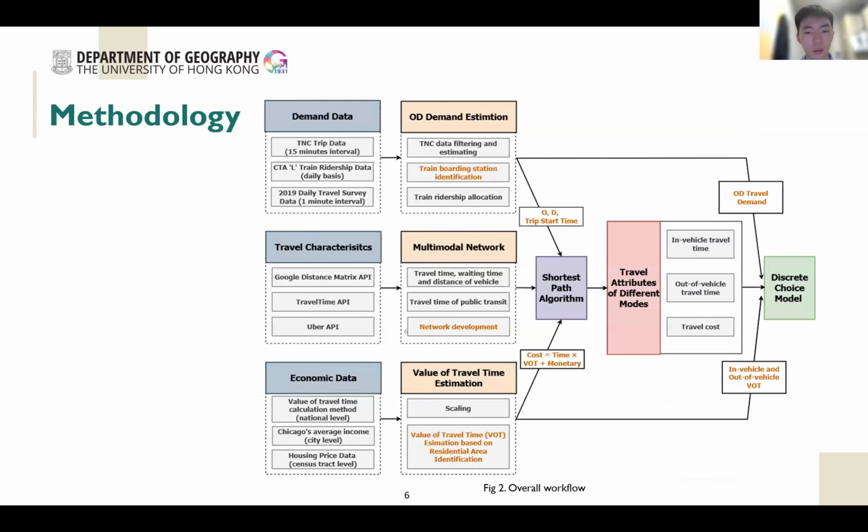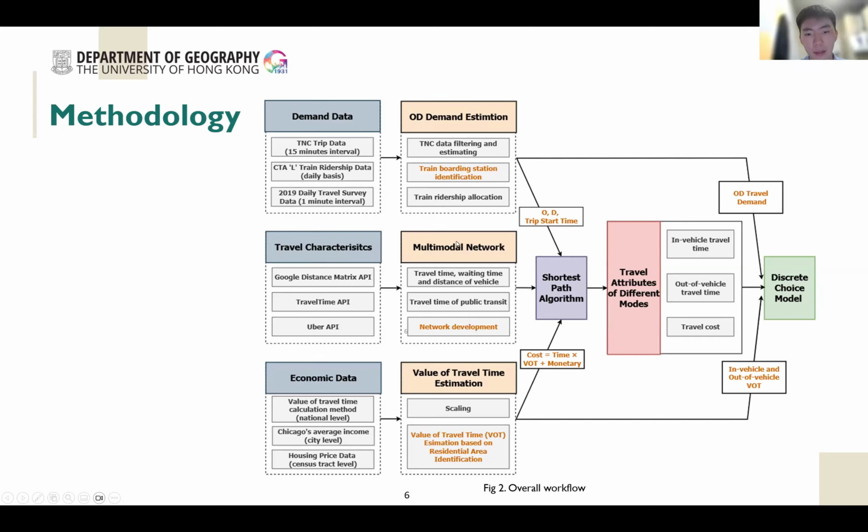So this figure shows the overall workflow of our study. We mainly use three data sources. The first is the demand data, which consists of our previously mentioned TNC trip records, and also the metro ridership data. The metro is called the L train in Chicago, and the data is on a daily basis at the station level. So we need to use the travel survey data to allocate the metro ridership to different census tracts as OD hourly demand.